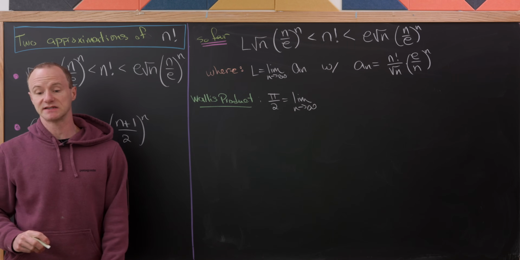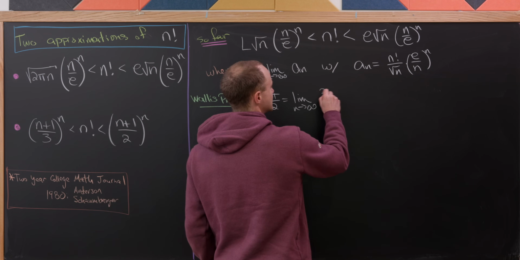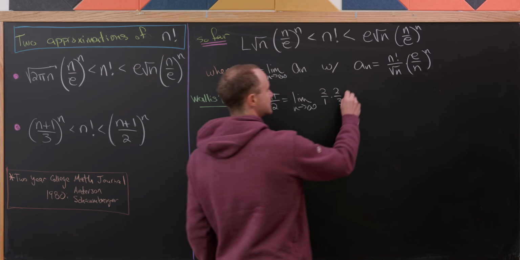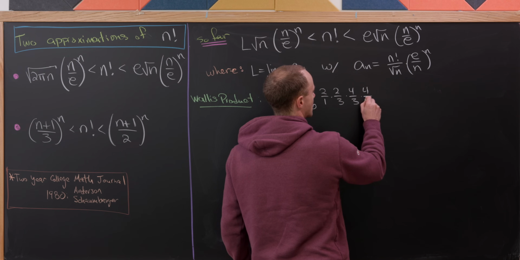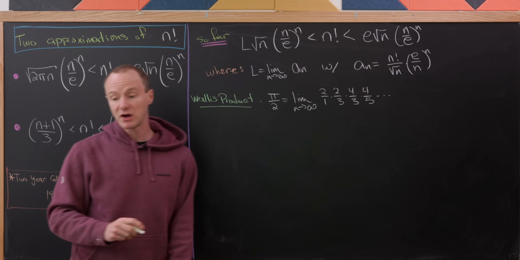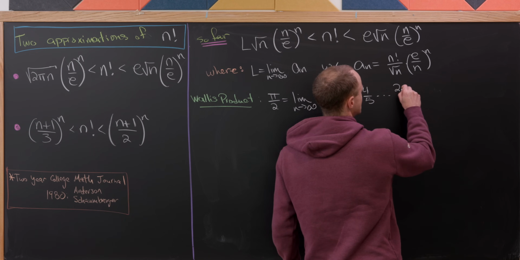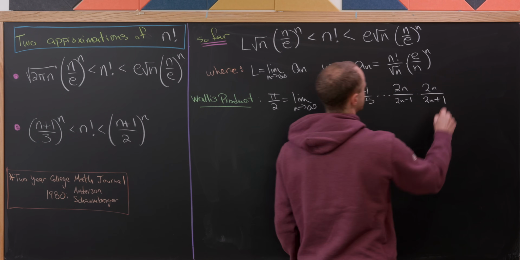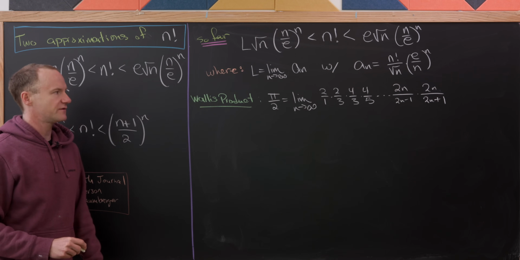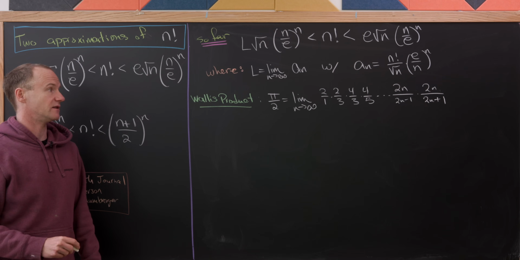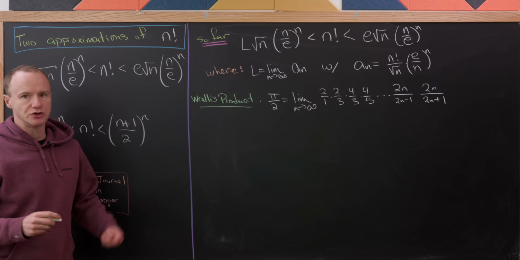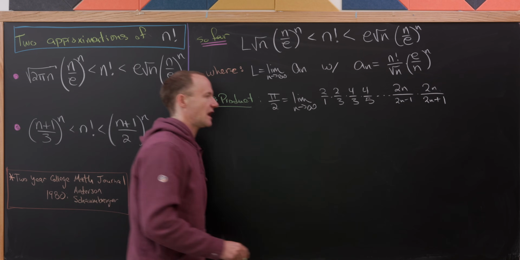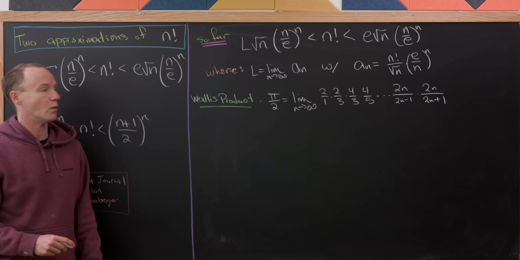So it's the limit as n goes to infinity of 2 over 1 times 2 over 3 times 4 over 3 times 4 over 5 times, well, a bunch of terms ending at 2n over 2n minus 1 times 2n over 2n plus 1. So observe that all of the even numbers are occurring twice in the numerator, up to 2n. And then all of the odd numbers are occurring twice, up to 2n minus 1, and then 2n plus 1 is occurring once.